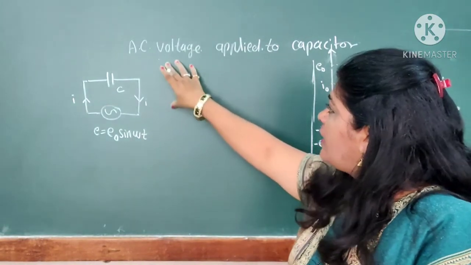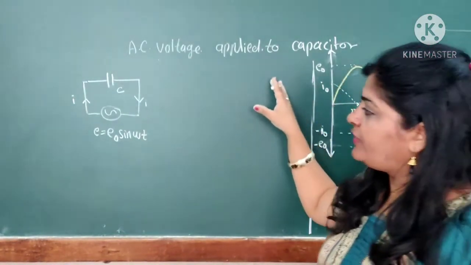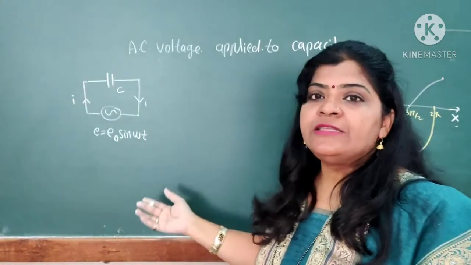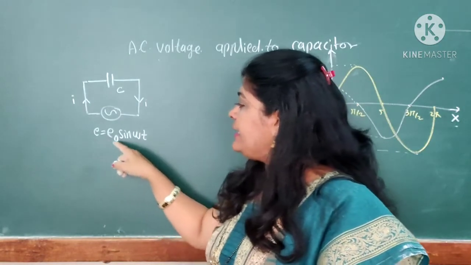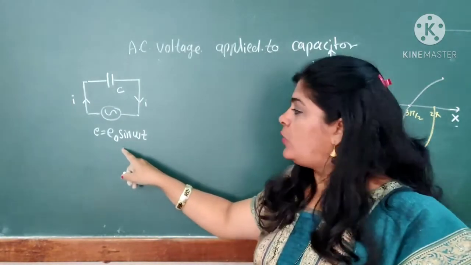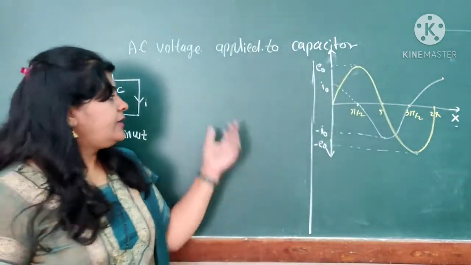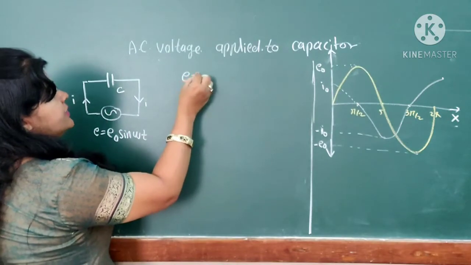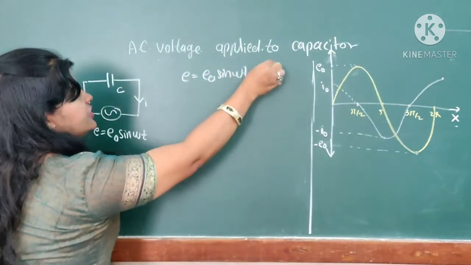First we are learning how this AC voltage is applied to the capacitor, and what instantaneous current equation we will get here. First we consider the applied EMF equation: E is equal to E naught into sine omega t, and from this we are calculating the current equation. This is our first equation.